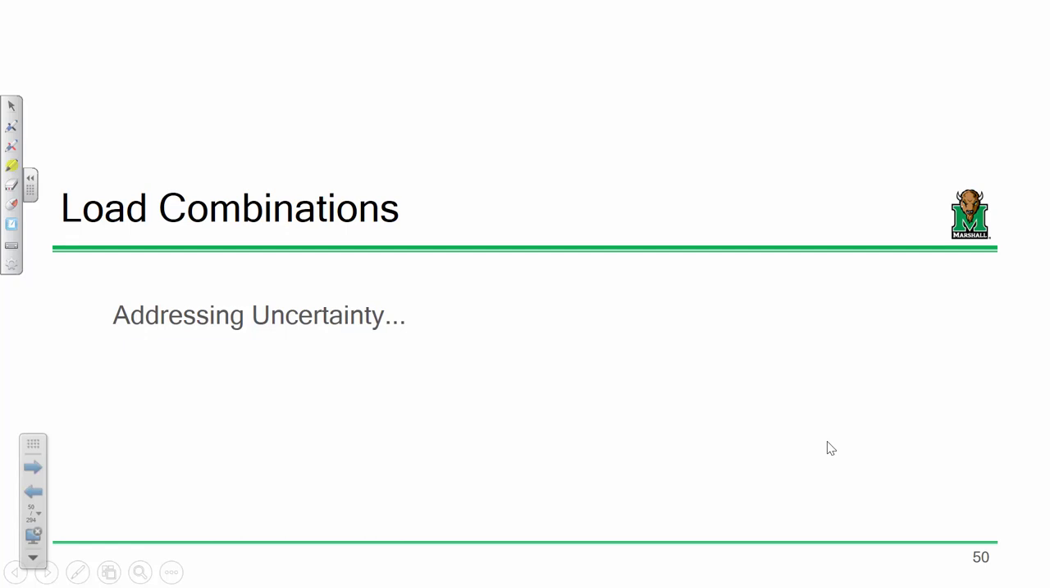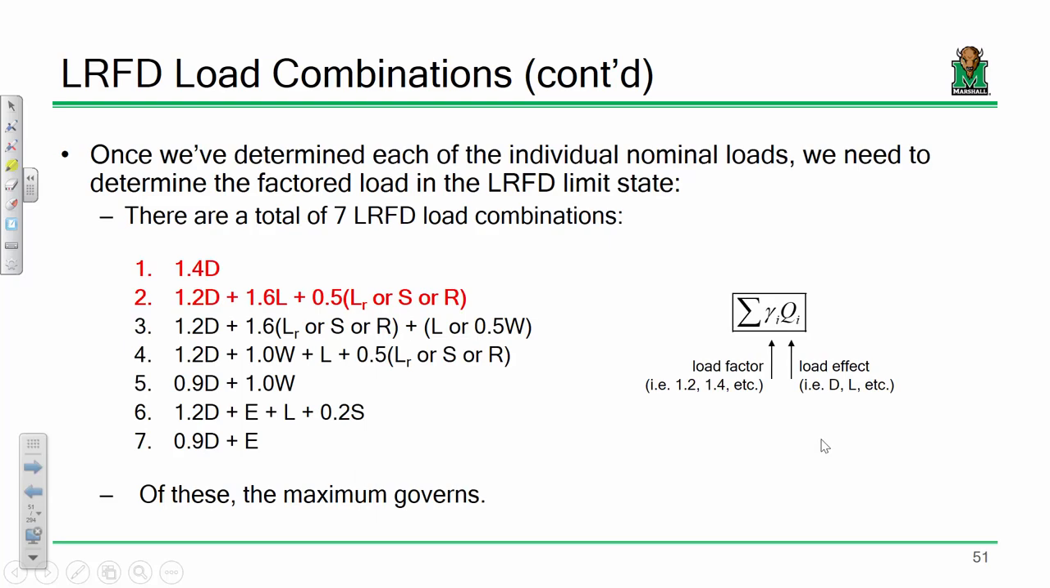So we have all these different loads. You can look at a given beam and you can compute a dead load, a live load, a snow load, a wind load, etc. We don't just add them up. We have these very, very prescriptive ways of adding them up. So we have a series of load combinations that we go through.